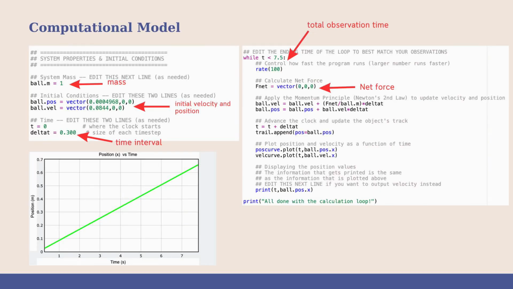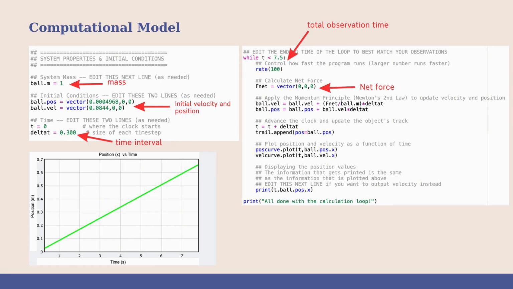For the computational model, the given mass in the starter code is 1, and in the velocity update formula, because the net force is 0, the mass would cancel out, and that's why I didn't change the mass, because it would not matter in our case. Then I put in the initial position and initial velocity I calculated previously. Our delta t is 0.3 seconds.